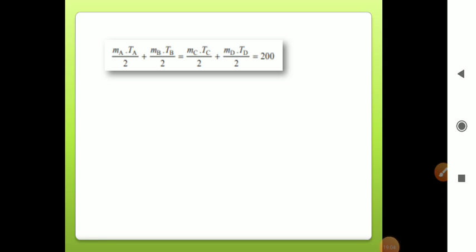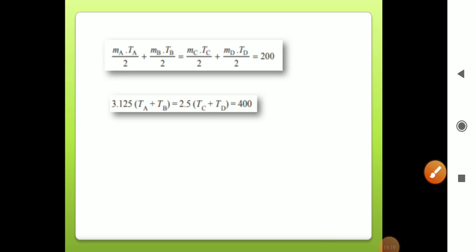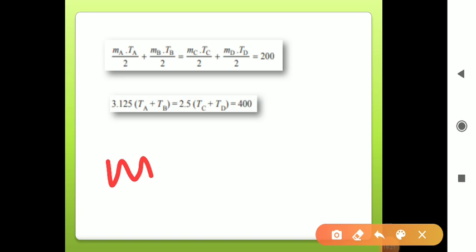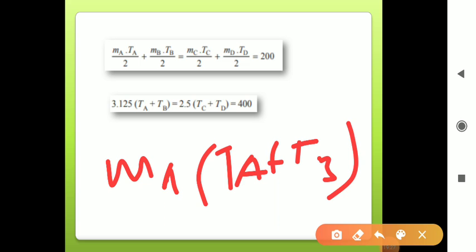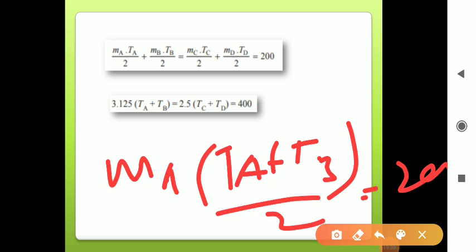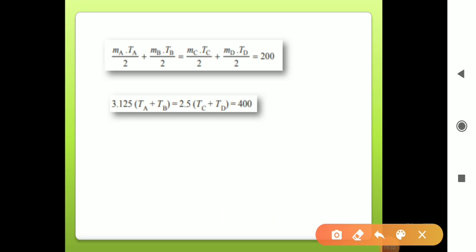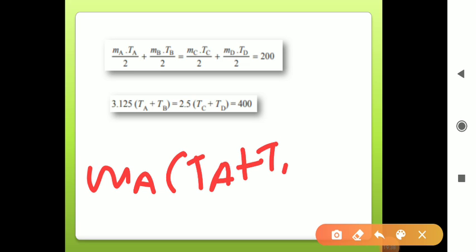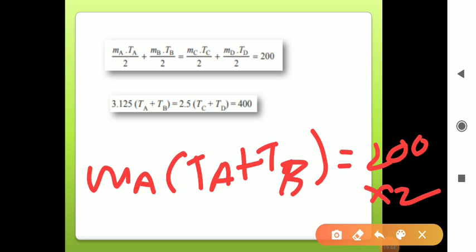Now the model will be the same, so MA and MB will be the same, and MC and MD will be the same. The 2 will be common, so directly we get MA and MB common. Instead, we can write MA into bracket TA plus TB divided by 2 is equal to 200. This 2 will go here, so directly we write MA into TA plus TB is equal to 200 into 2, that is 400.